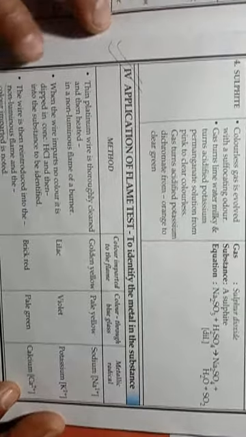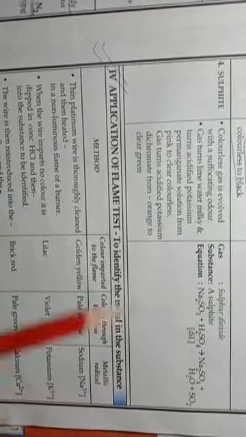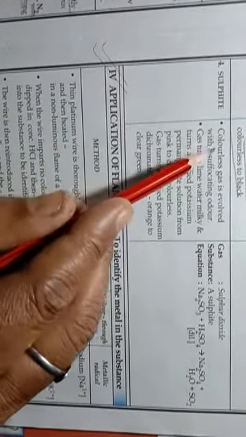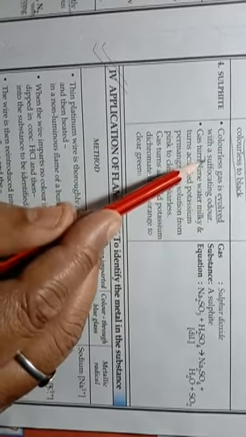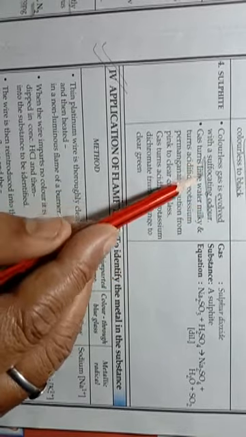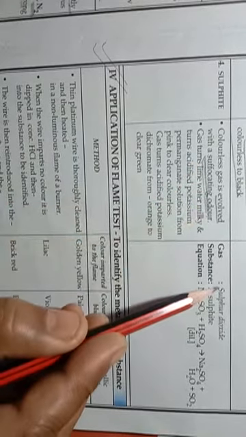The next heading is sulphite. So when sulphite reacts with dilute sulfuric acid, a colorless gas is evolved with a suffocating odor. So you must remember, students, that the suffocating odor is of sulfur dioxide.